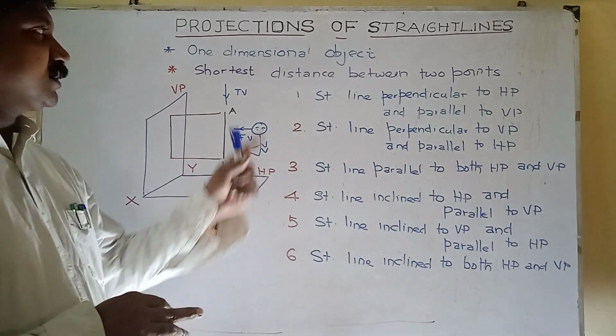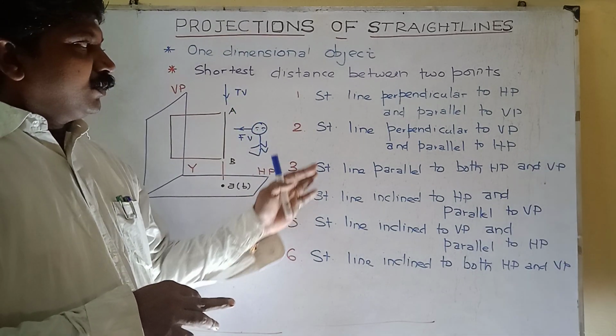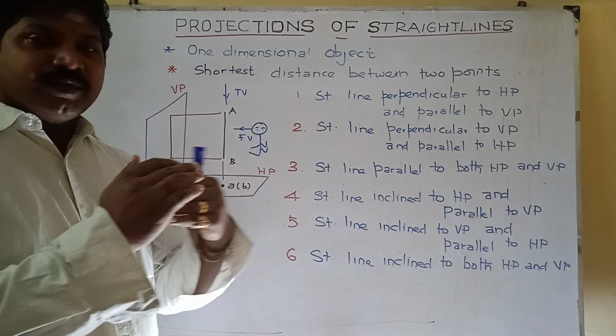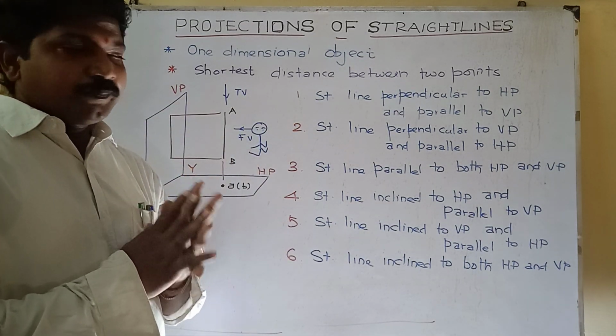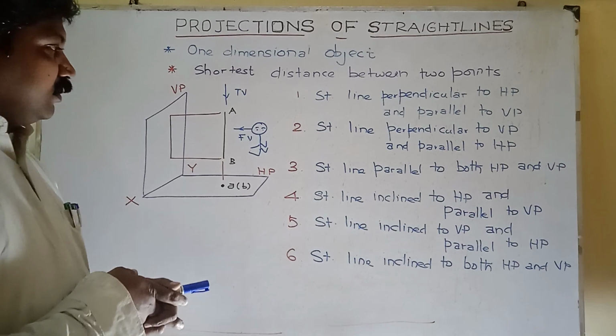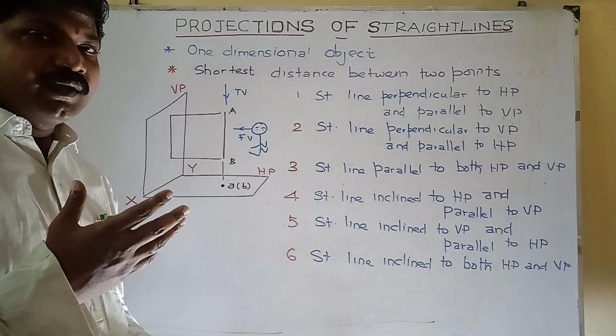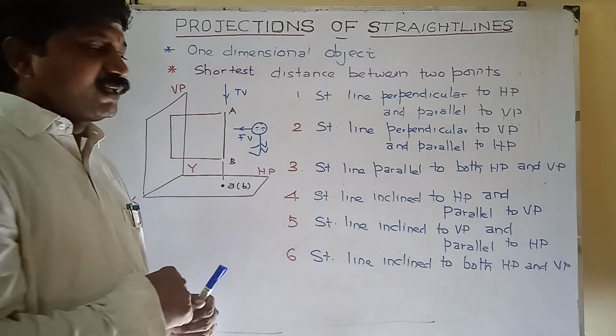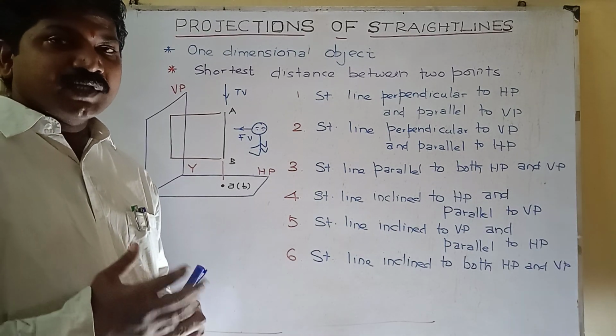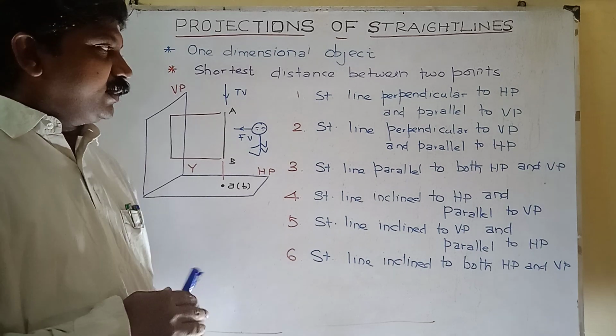Straight line is a one-dimensional object. Shortest distance between the 2 points is a straight line. Okay. What are the standard positions of straight line in first quadrant?